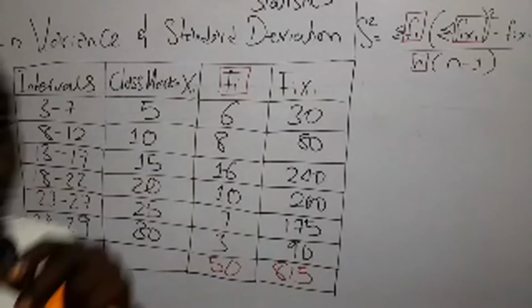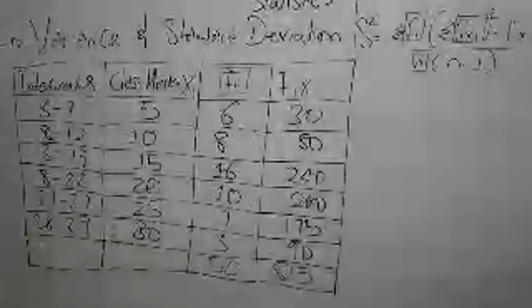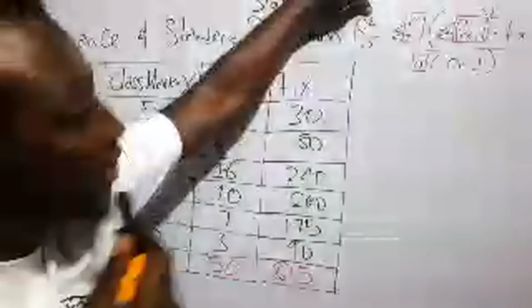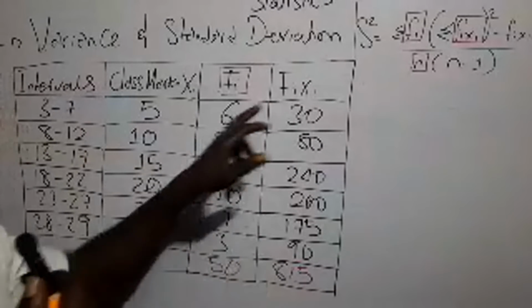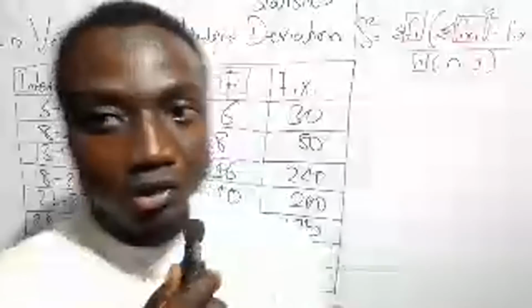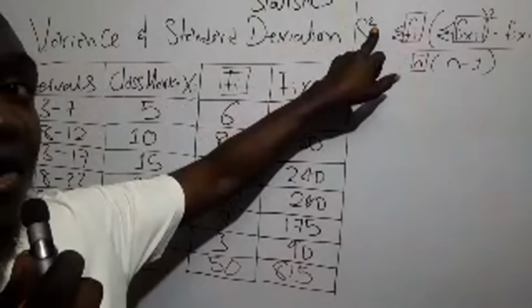Okay, yes. So now, if you notice, we are going to do something a little bit different from the ones we have been doing. We've not done it before, but we are dealing with variance, and variance has this raised to power. If it was just like the one we've done before, we don't do fixi raised to the power of 2. But when it comes to variance, we need to do that. That is what sets variance apart from the rest.